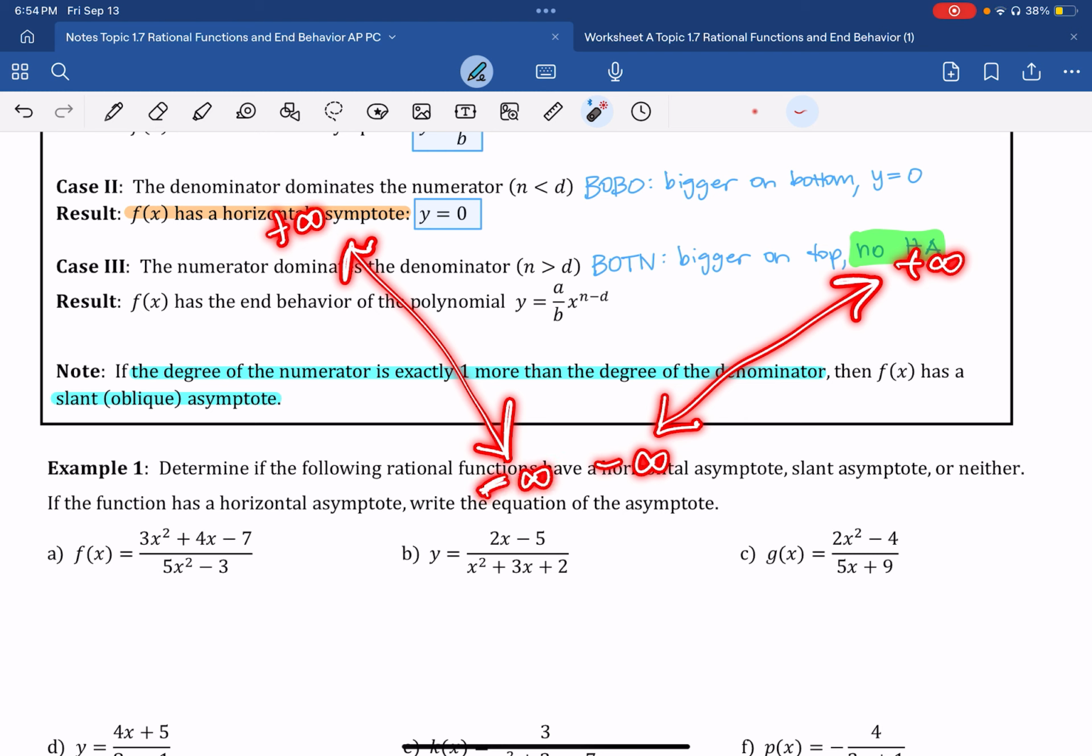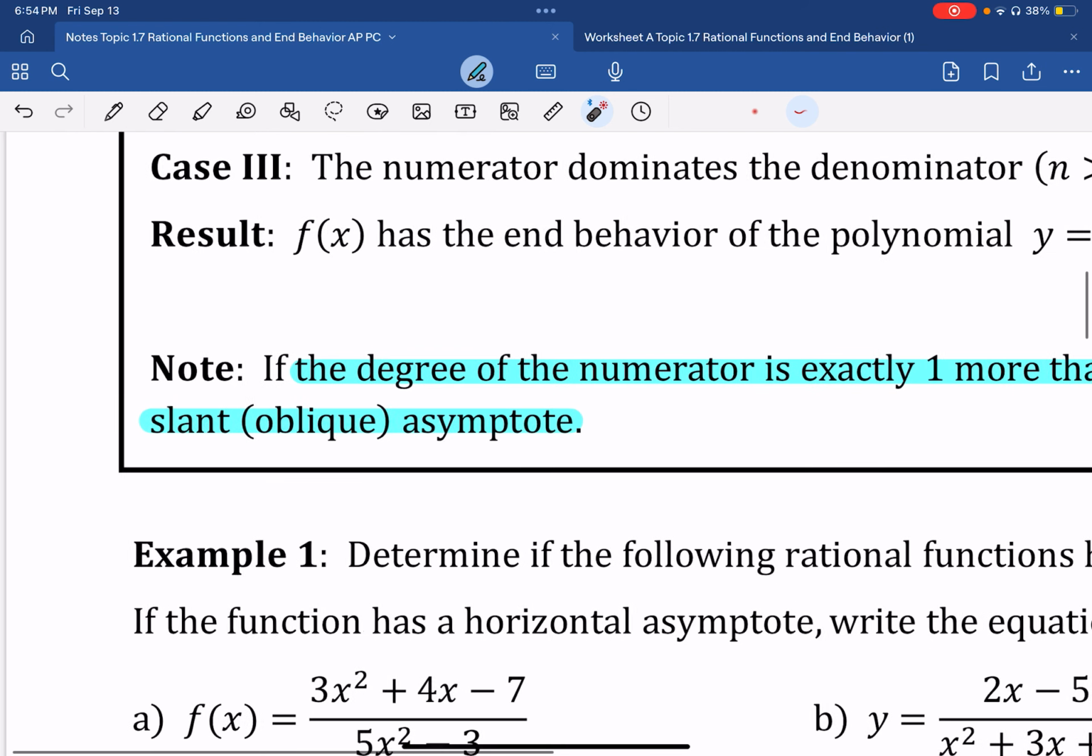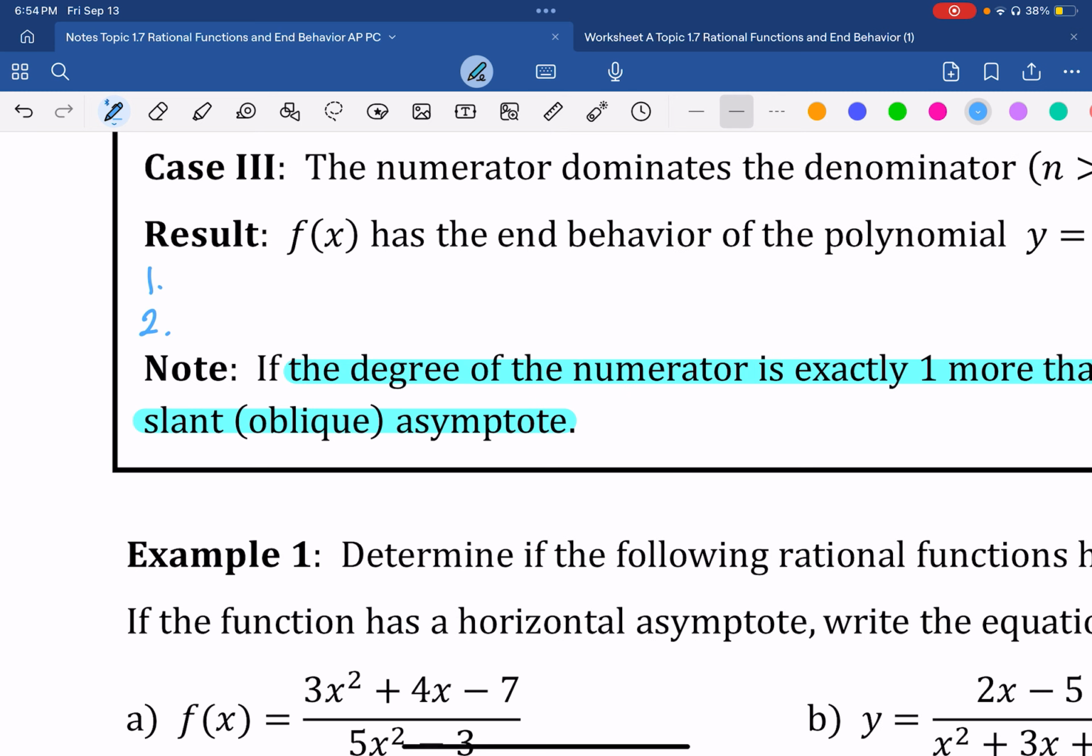So for the slant asymptote, your limit statement will either be positive infinity or negative infinity. That's the only difference from case 3. Now to figure out whether you're going to positive or negative infinity, there are two steps. They're similar to the steps we did in lesson 6.